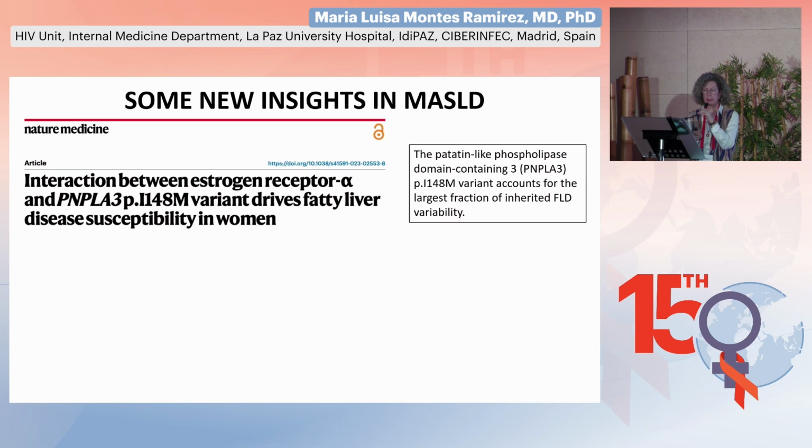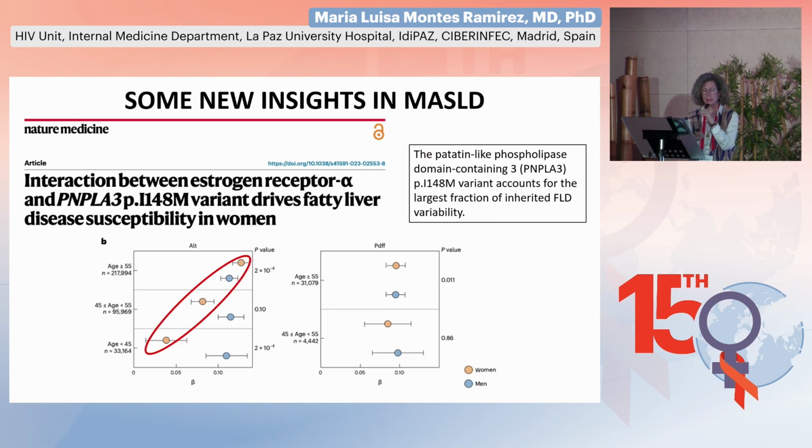Looking at sex differences, there are new studies which are analyzing the role of the PNPLA3 I148M variant with the expression of MASLD. This variant accounts for the largest fraction of inherited fatty liver disease variability. In this study, the authors found an association between women carriers of the M variant and the ALT levels, and this effect was stronger as women get older.